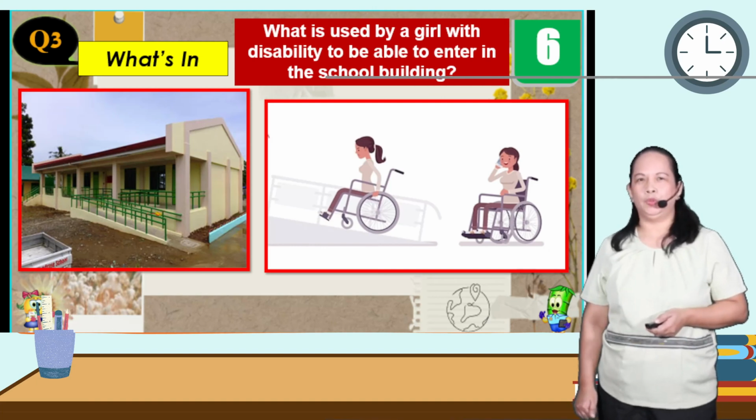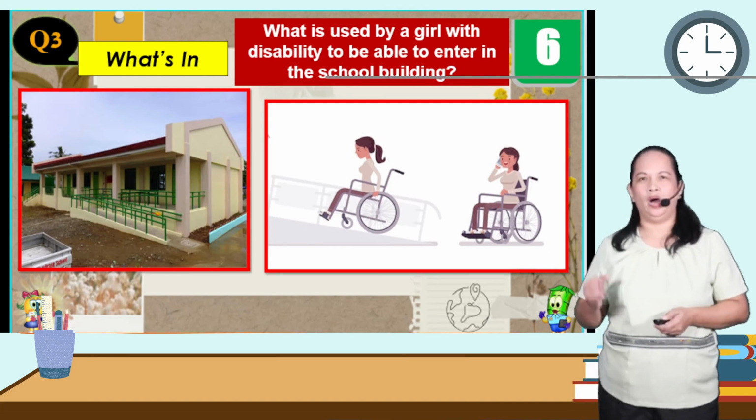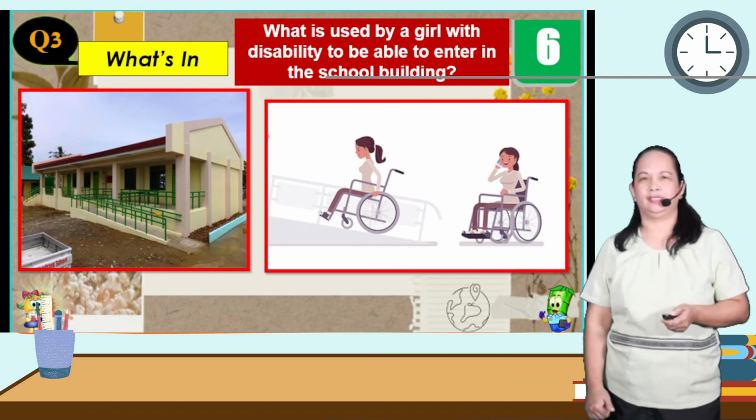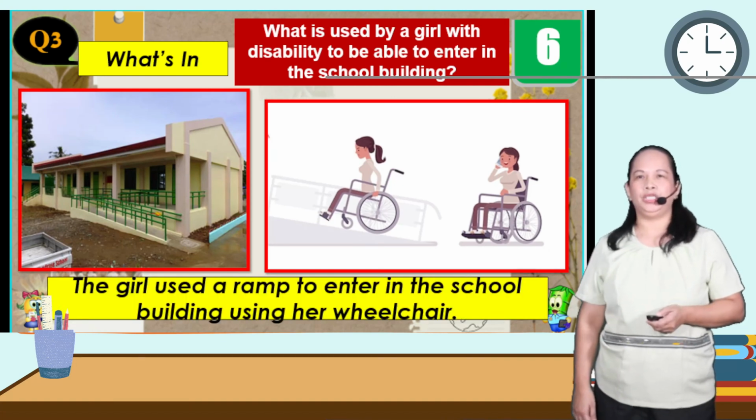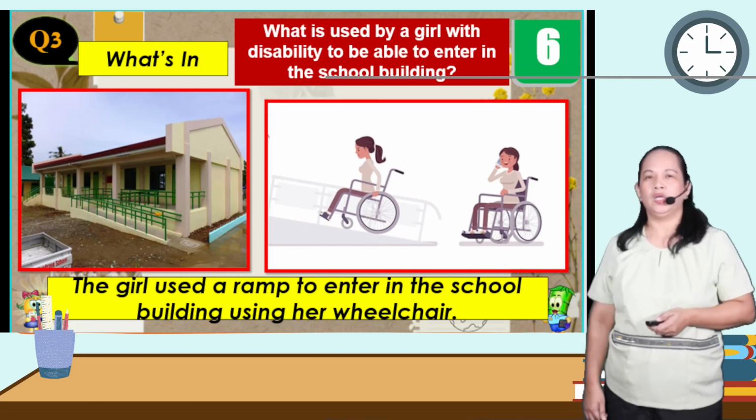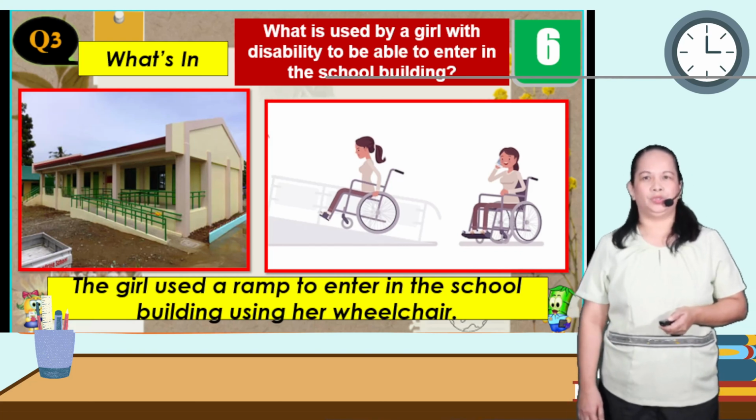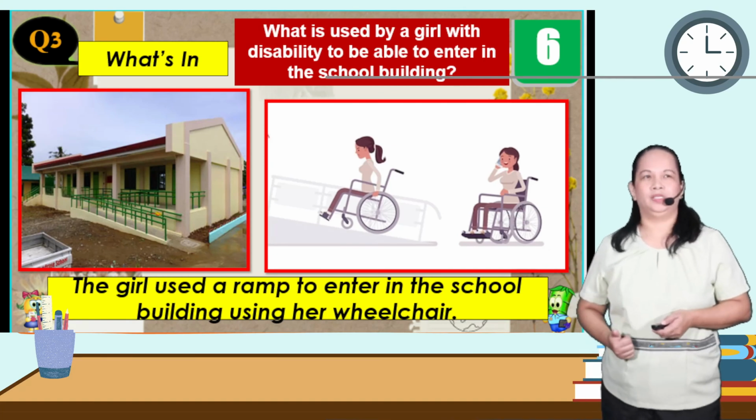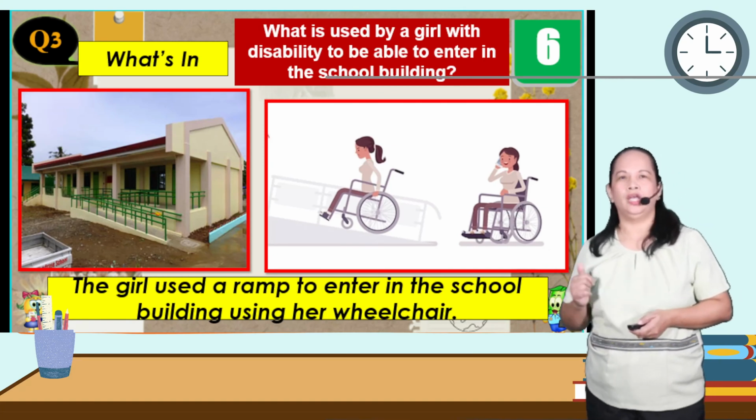Yes, I will count from 1 to 5. You can comment your answer in the chat box. 1, 2, 3, 4, and 5. Yes. The girl used a ramp to enter the school building using her wheelchair. So the girl used a ramp to be able to enter the school building.